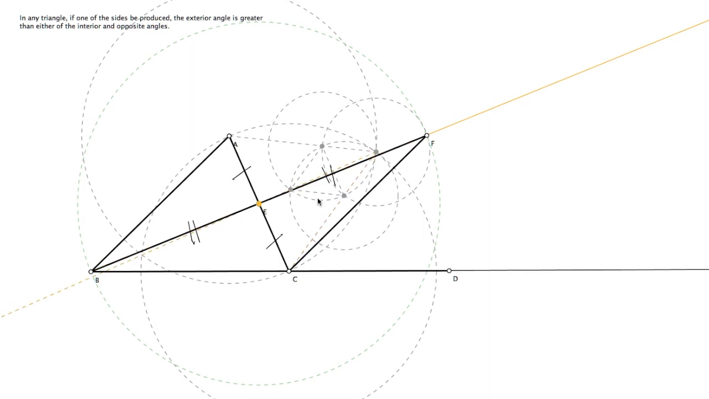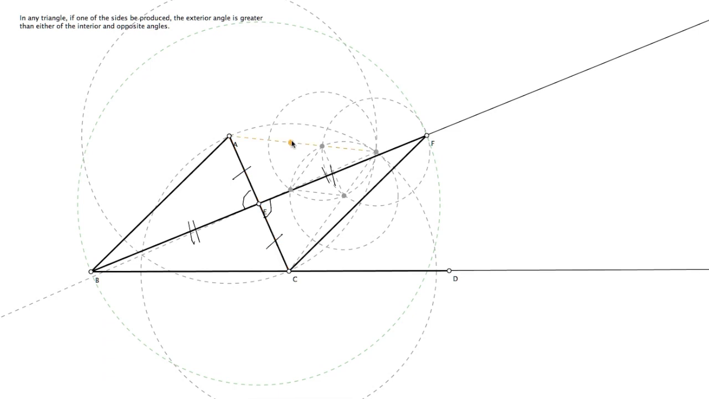And because of proposition 15, we know that the vertical angles there are equal. So now we can apply proposition 4, because we have a side, an angle, and a side equal to a side, an angle, and a side. Which means that the whole triangle EBA is equal to the whole triangle CEF. So these two triangles are equal to each other.